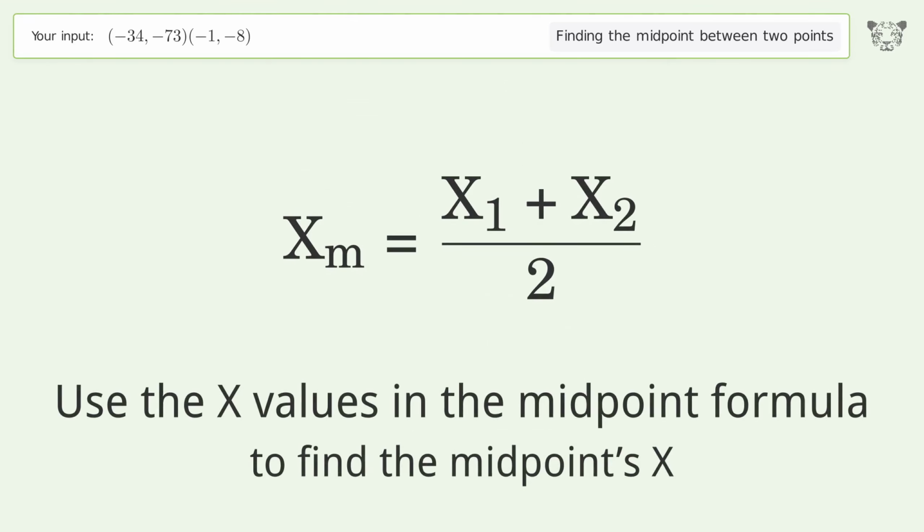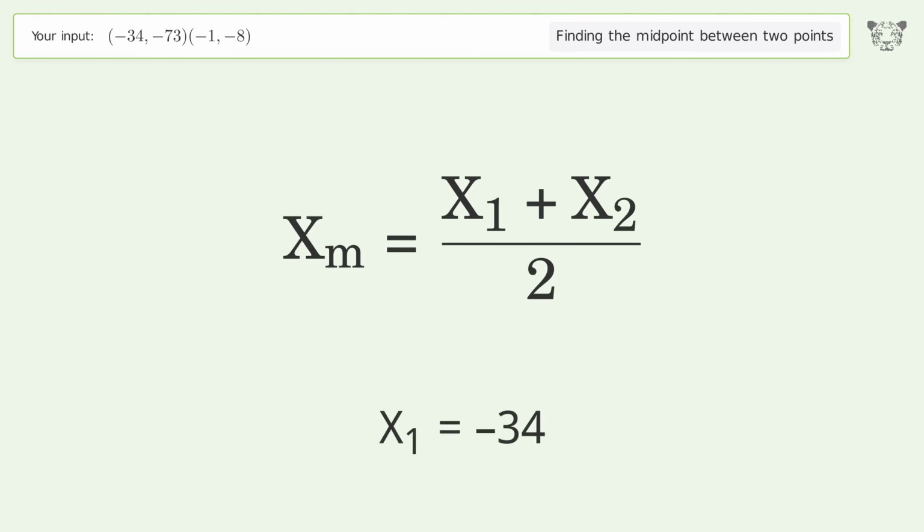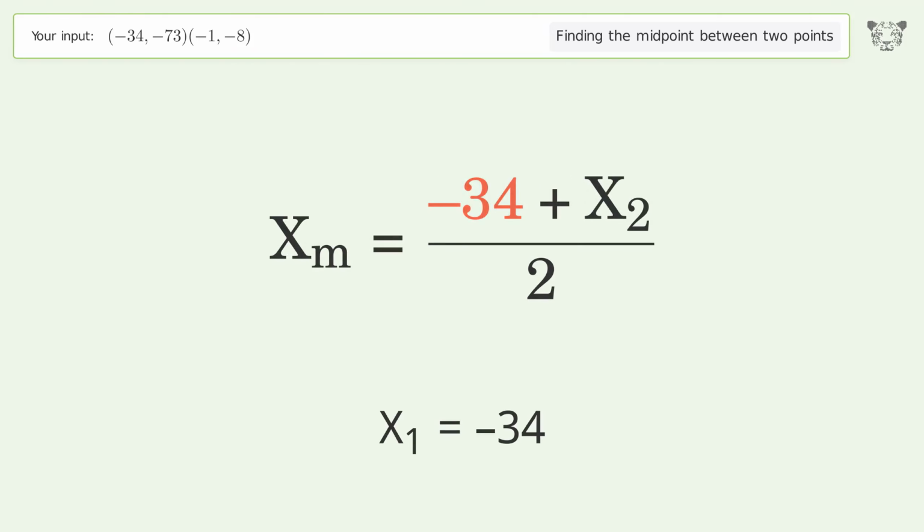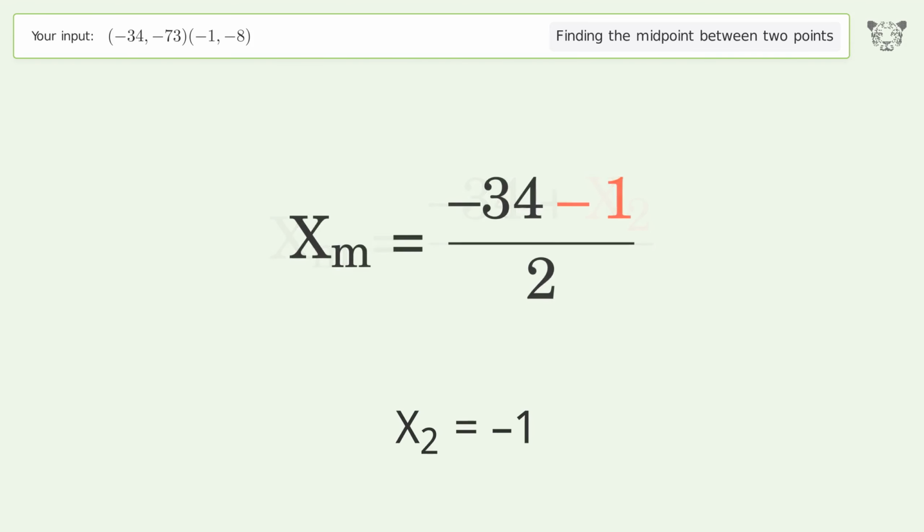Use the x values in the midpoint formula to find the midpoint's x. x1 equals negative 34. x2 equals negative 1. Simplify the arithmetic.